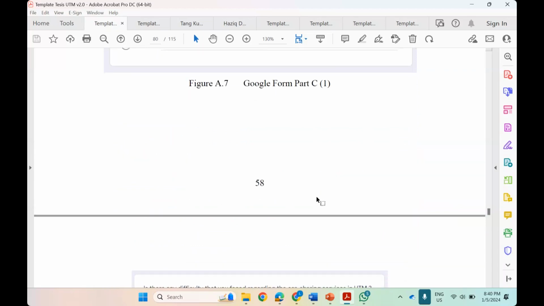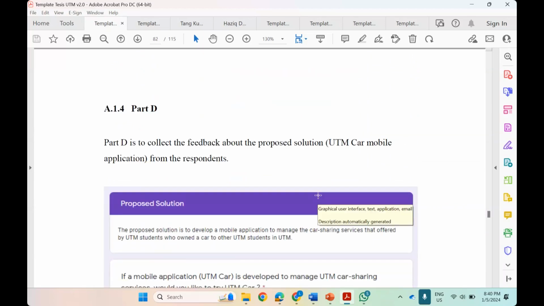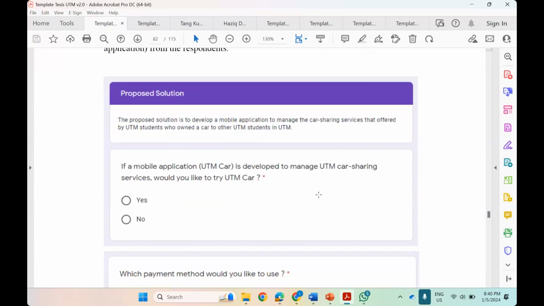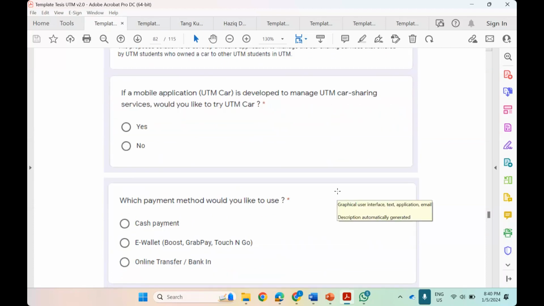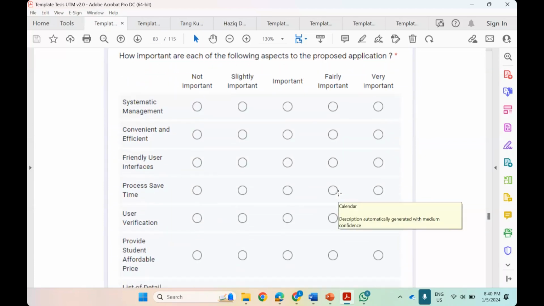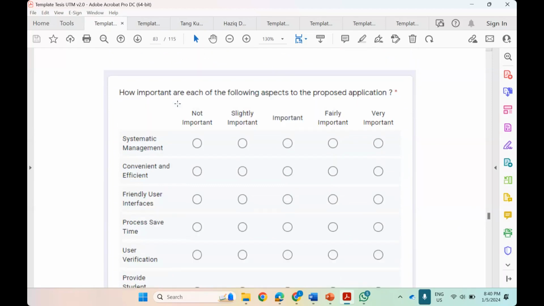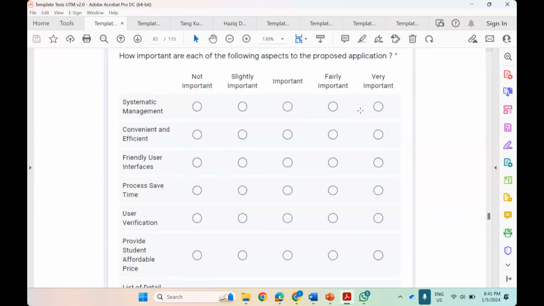Okay, another user. So this one also. Okay, the last one. This one is about the proposed system or proposed solution. You just look at here. This one is about the proposed application because this one is actually the mobile application.